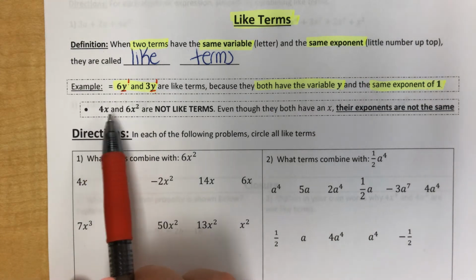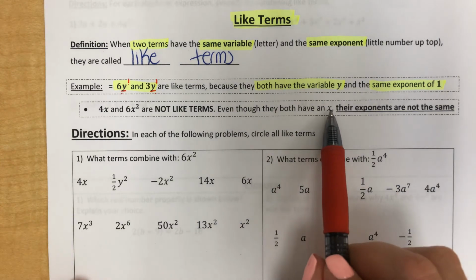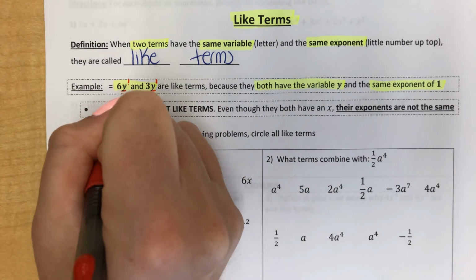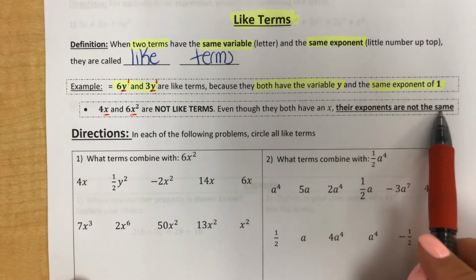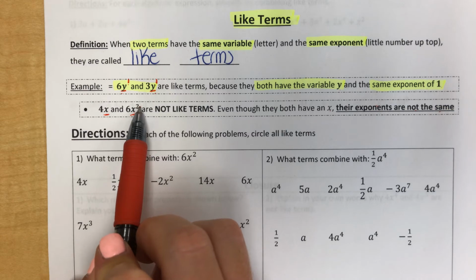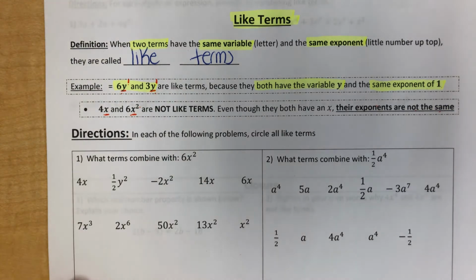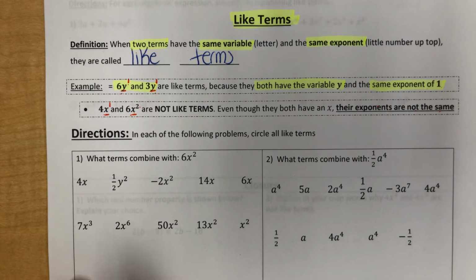Underneath, these guys would not be like terms, all right? Even though they both have an x, I'm seeing an x on the left and an x on the right, their exponents are not the same. Again, this has an exponent of 2, it's clearly written, and this has an imaginary exponent of 1, right? He's invisible, we just can't see him, so we draw it in, no big deal. All right, those don't match, so they're not like terms.